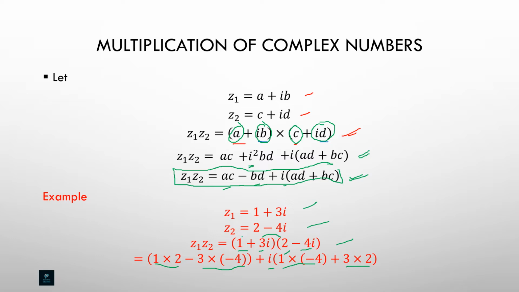Therefore, Z1 into Z2 is equal to 1 into 2 minus 3 into minus 4, plus i times 1 into minus 4 plus 3 into 2. If we calculate it, we will find that Z1 times Z2 is equal to 14 plus 2i. Therefore, the product of Z1 and Z2 is 14 plus 2i.